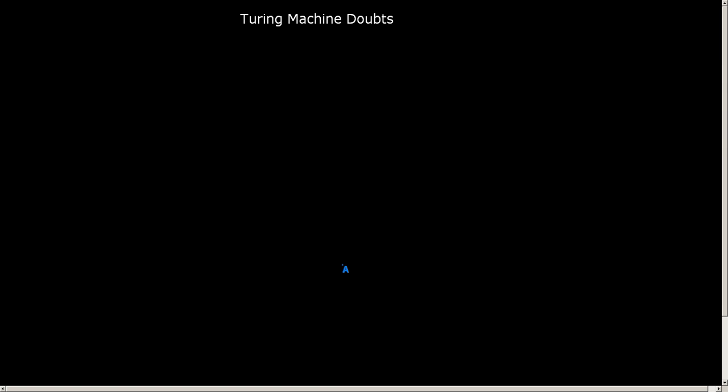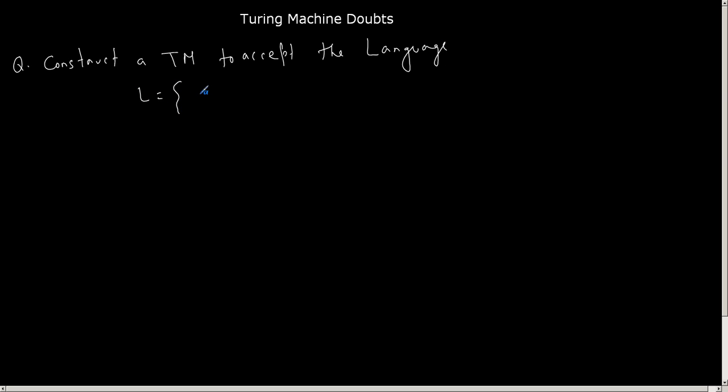So let us now try to address the question which you have asked regarding designing a Turing machine for a given language. Okay. So the question is like this: you have to construct a Turing machine to accept the language L as W such that W is equal to A to the power n, B to the power 2n.